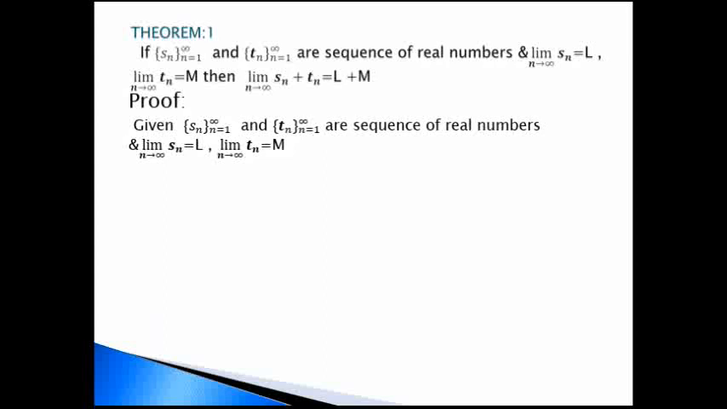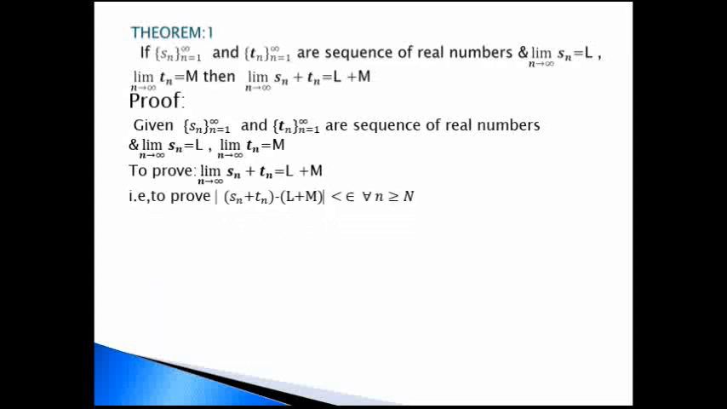We have to prove the limit of the sum of two convergent sequences is the sum of their limits, that is, limit n tends to infinity of Sn plus Tn is equal to L plus M. That is, to prove modulus of Sn plus Tn minus (L plus M) is less than epsilon for all n greater than or equal to N.